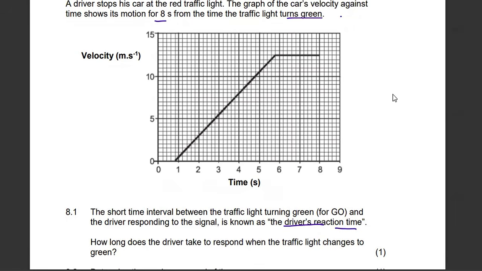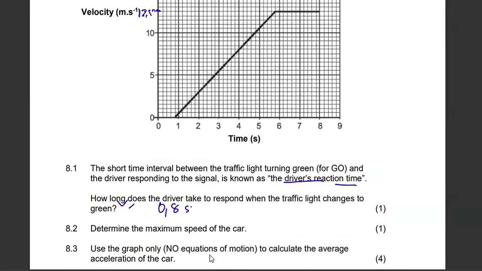Okay. How long does the driver take to respond when the traffic light changes to green? So that is from 0 up to this point. That's like 0.8 seconds. And then 8.2, determine the maximum speed. So the maximum speed that the driver went, because this is going to be the highest speed. It's more like halfway, because 1, 2, 3, 4, 5. So that's 15. So it's 12.5 should be more or less our answer. So that's 12.5 meters per second.